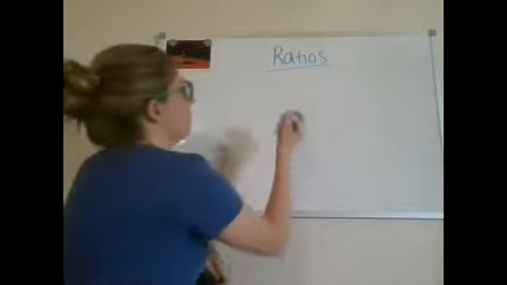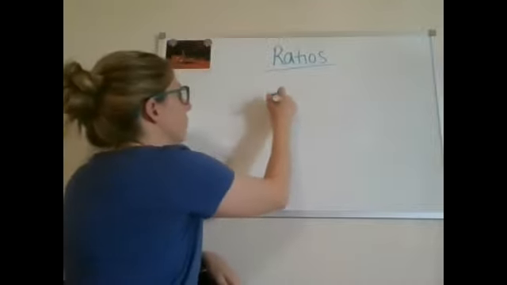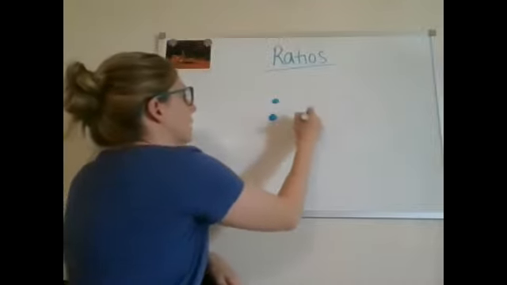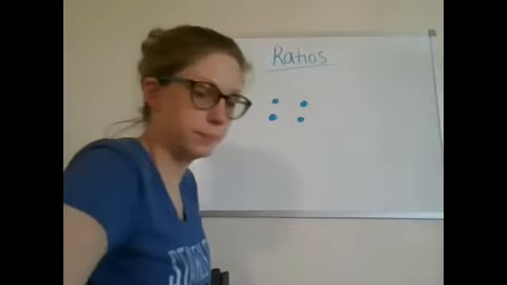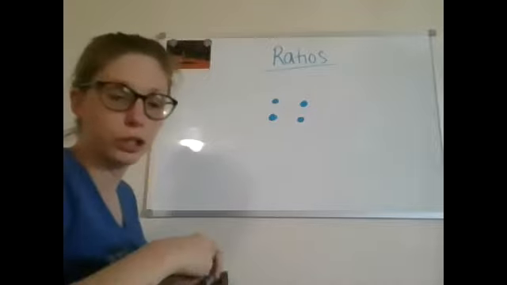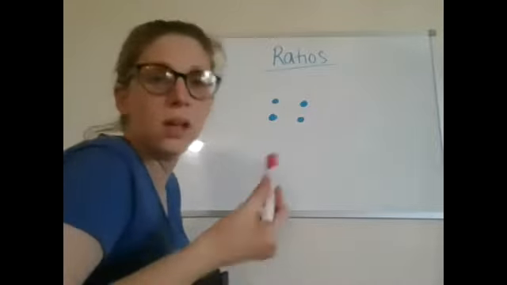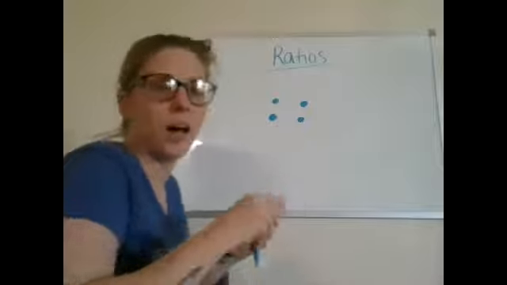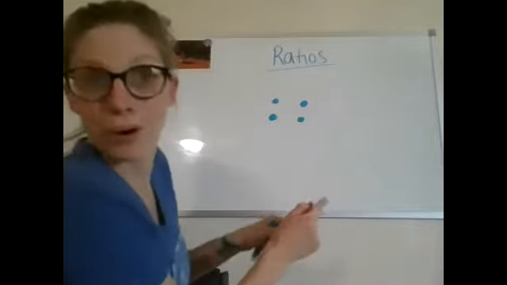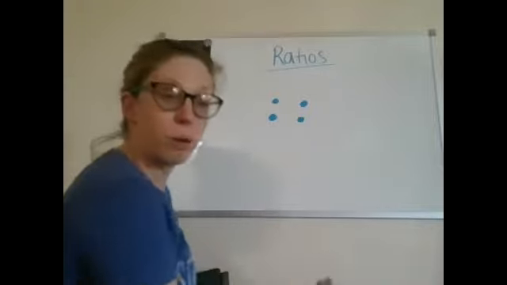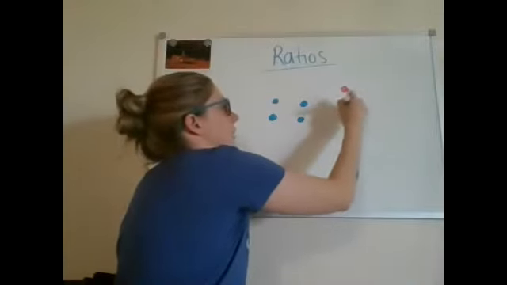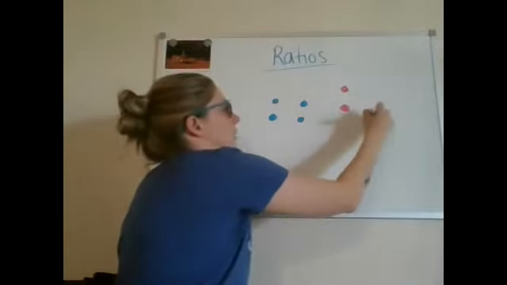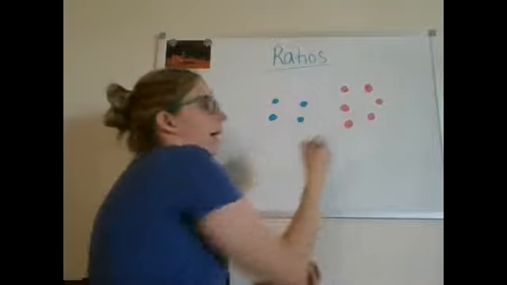So for instance, I put up here a couple dots. So there's 4 blue dots. The notes are right below this. In the notes, I use orange to blue. I'm going to use red to blue just because I don't know where my orange marker is. So say I have 4 blue dots, and I have 6 red dots, okay?